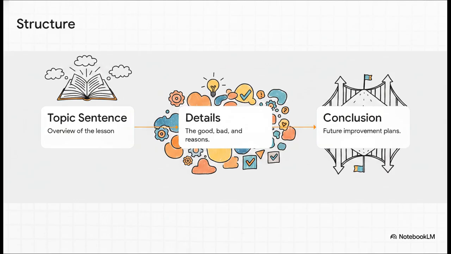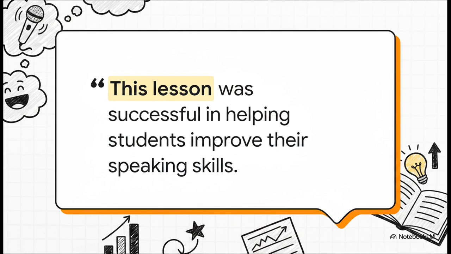Let's zoom in on these. For step 1, the topic sentence, you want to instantly deliver a clear overview of the lesson right out of the gate. Take this example. This lesson was successful in helping students improve their speaking skills. Boom. It's direct, it's confident. And right away, there's absolutely no mystery for the reader about the core objective or the general outcome.